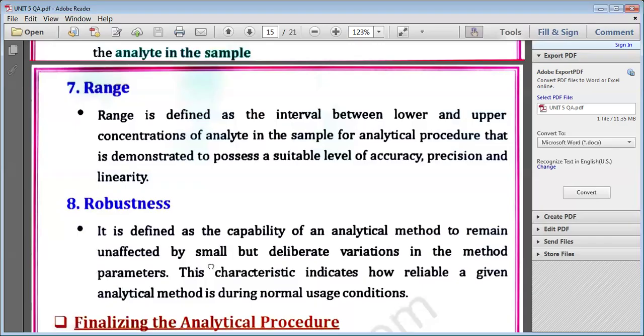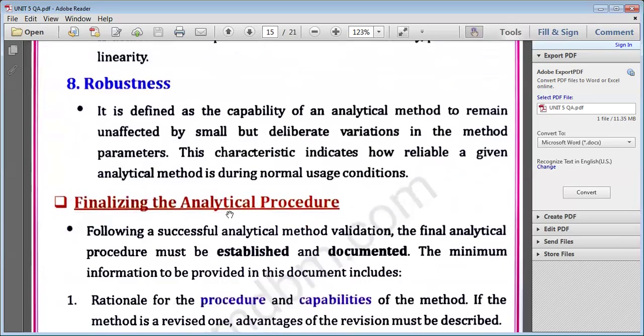And coming to the robustness, it is defined as the capability of an analytical method to remain unaffected by small but deliberate variations in the method parameters. This characteristic indicates how reliable a given analytical method is during normal usage conditions.